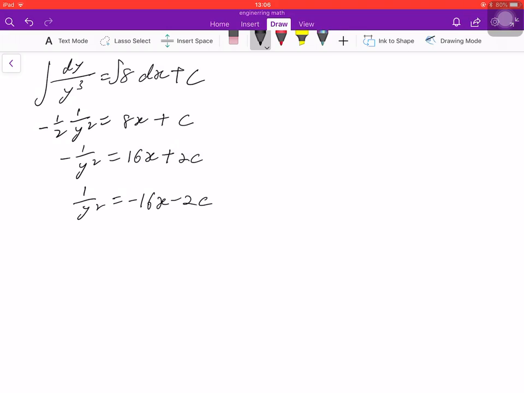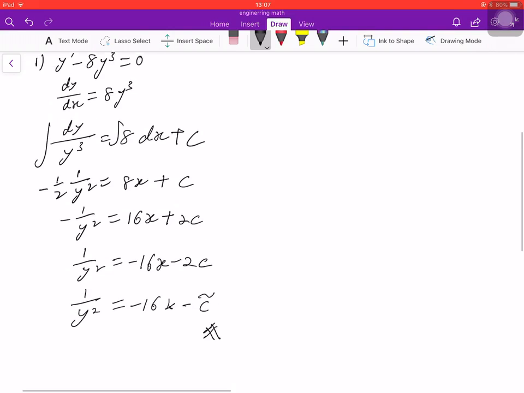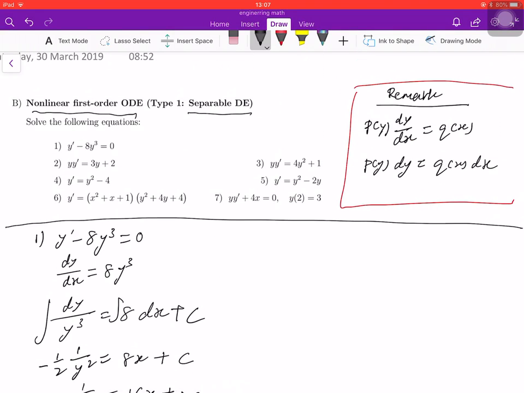Now this 2c is an arbitrary constant, so we can rewrite this as 1 over y square equal to minus 2a x minus c. So this is the general solution for the differential equation.